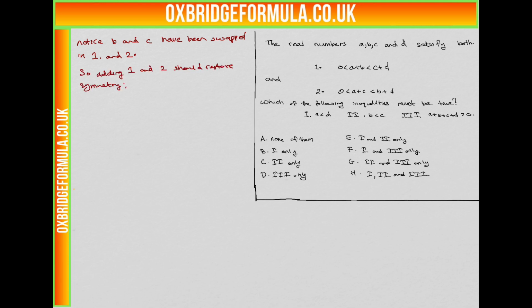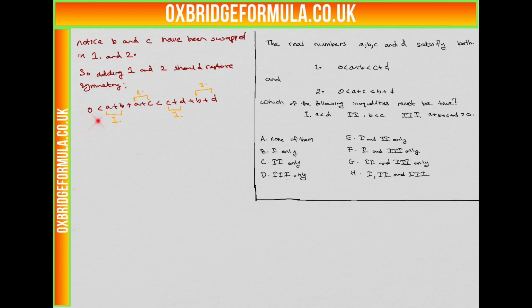So if I add inequality 1 to inequality 2, then I'll get 0, because 0 plus 0 is 0. Then I get a plus b plus a plus c, and then I add c plus d to b plus d. And that's what I got here. What we got now is symmetry, because this term has both a b and a c, and this term also has a b and a c. So now this inequality is symmetric in b and c. If I swap b and c in this inequality, I get the same thing.